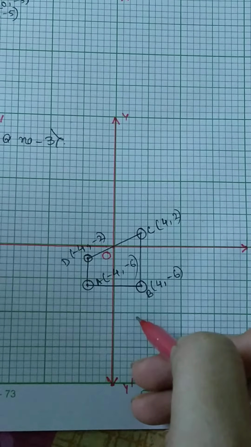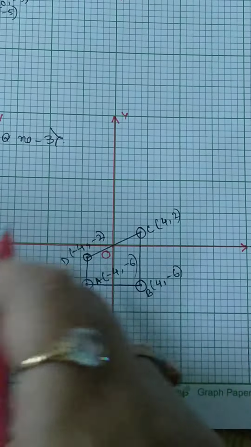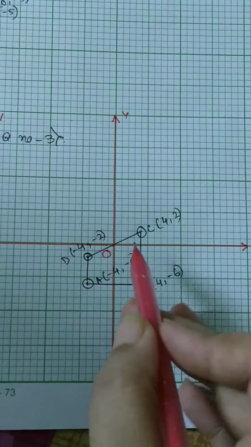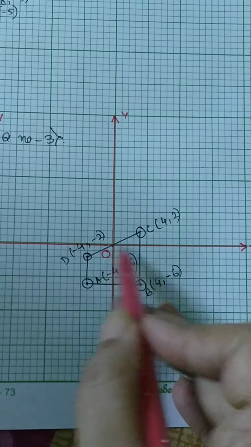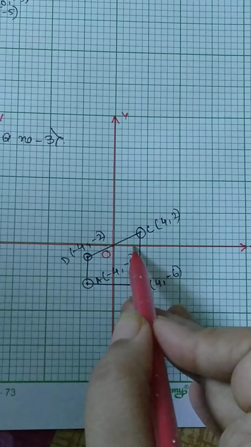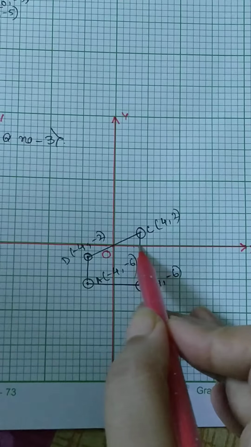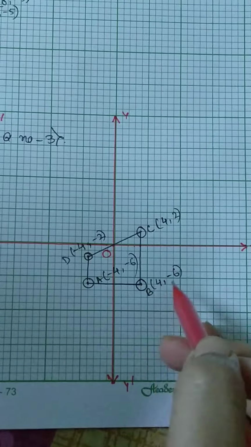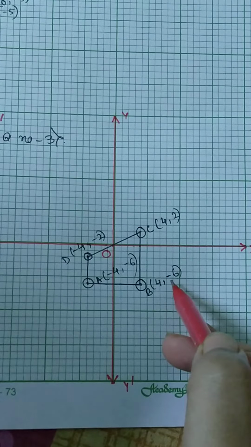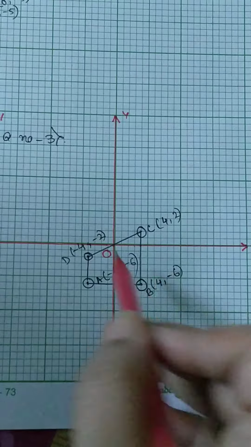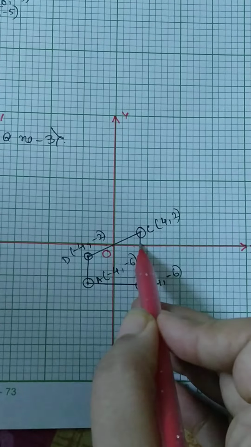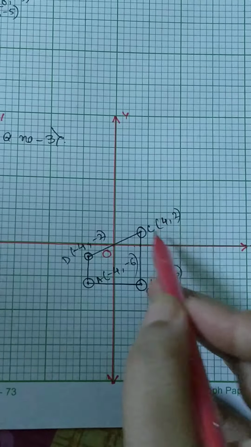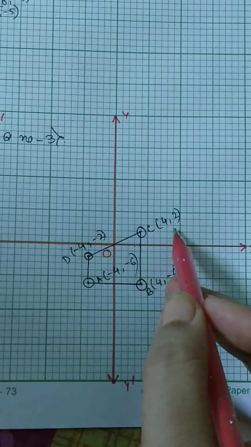Next point is B, 4, -6. The x axis value is positive and the y axis value is negative. With x positive, it will be on the right side: 1, 2, 3, 4, and -6, so you get 4, -6 here. Next point is C, 4 and 2. Take 4 and 2. All are positive, that is in the first quadrant.